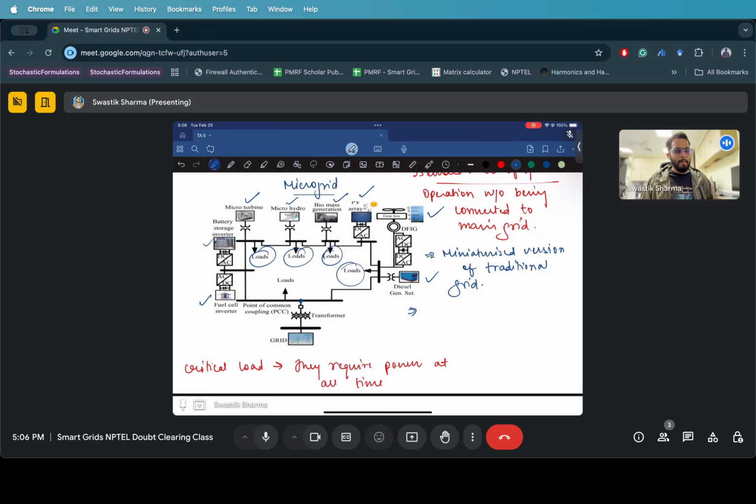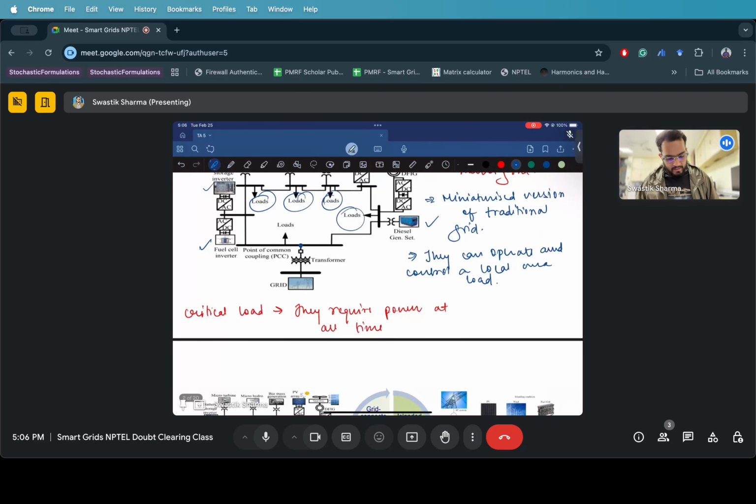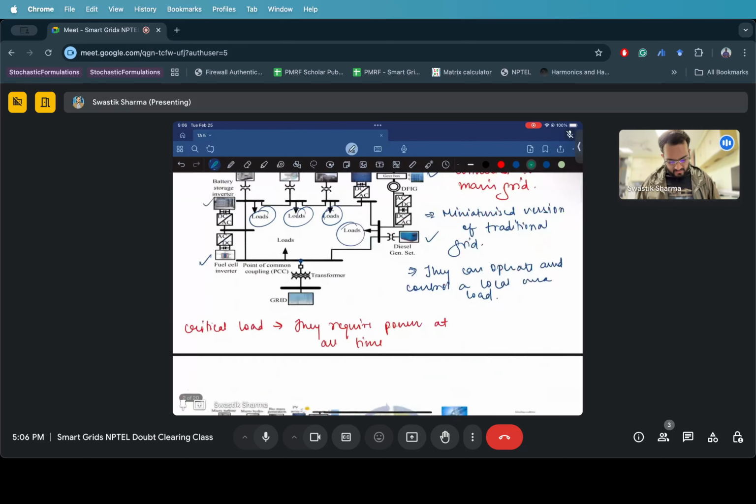And because of the presence of microgrids, we are able to operate within a defined area, which is also called a local area, right? So they can operate and control a local area load. Right, and there are a lot of benefits. Not only can they power the critical loads, but they have a few benefits as well.